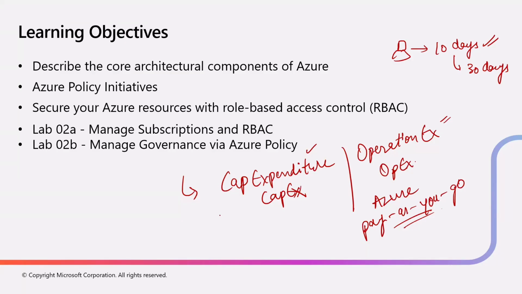But do you think that is possible if I purchase a new server along with a Windows Server license? No, right? I'll have to pay upfront for both the hardware as well as the software. So what is that? Capital expenditure. So capital expenditure is basically when we go with an on-prem setup.